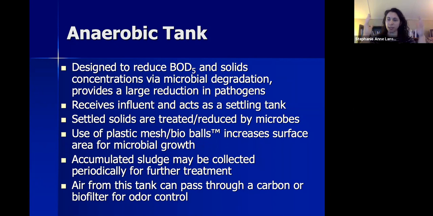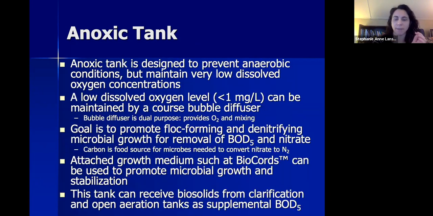And if there are any air emissions from this tank, you can pass them through a carbon biofilter for odor control if you're worried about the smell coming from the anaerobic tank. It then goes to an anoxic tank typically. Again, designs are all different, but in this kind of scenario, it would go through to an anoxic tank. And that basically is designed to not have anaerobic conditions, but really have a low oxygen concentration. So you want something less than 1 milligram per liter, but not 0, right? And basically you can do that by a coarse bubble diffuser.